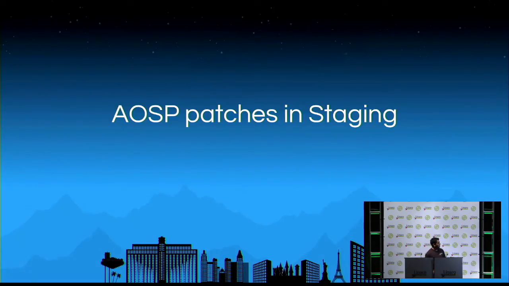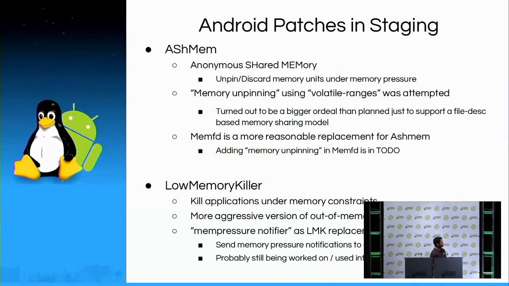Okay, so now the last section of my talk is Android patches in staging, their current status, and if there is any work going on in moving from staging to the main tree. Now the first one is ashmem. It's an anonymous shared memory. It's a file descriptor based memory sharing mechanism.